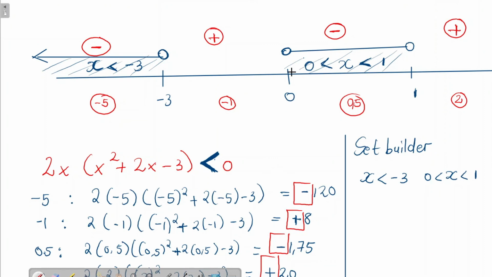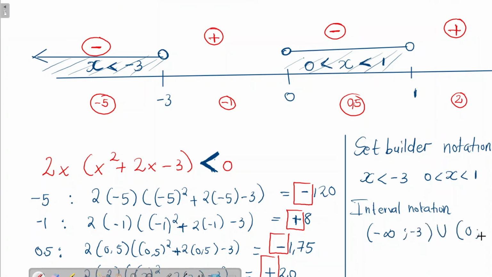It'll just be equal to 0. But we don't want that. We want it to be less than 0 and not equal to 0. So in set builder notation, this is your answer. But if you prefer interval notation, your answer is from open bracket negative infinity to negative 3 in union with 0 and 1.